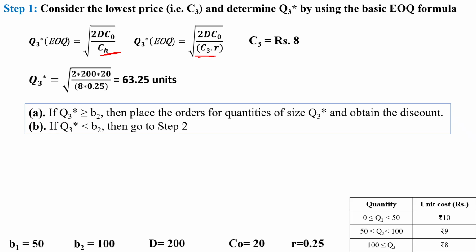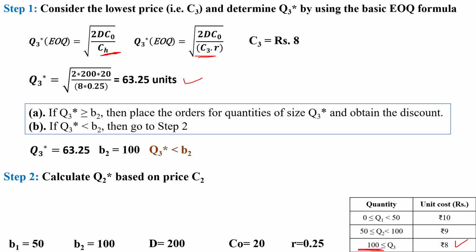So at 8 rupees, we got the quantity as 63.25. But actually it is required to be greater than or equal to 100. We have to check here. So Q3 star equals 63.25 and B2 is 100. So Q3 star is less than B2, then we should not obtain the discount. So next we have to go for step 2.